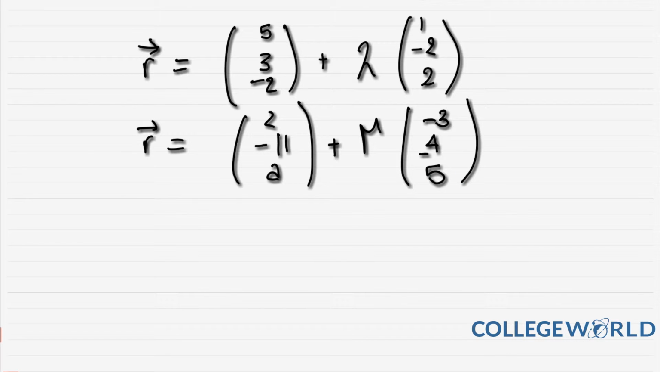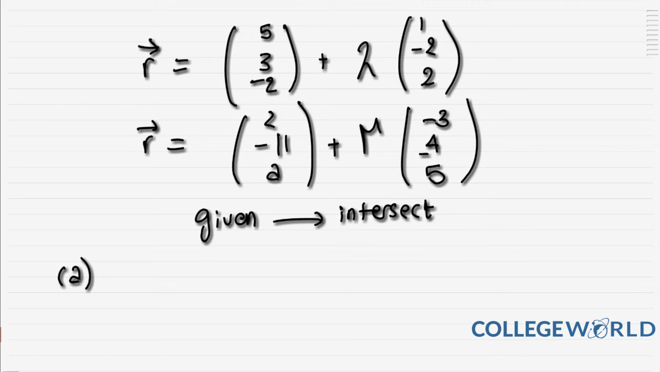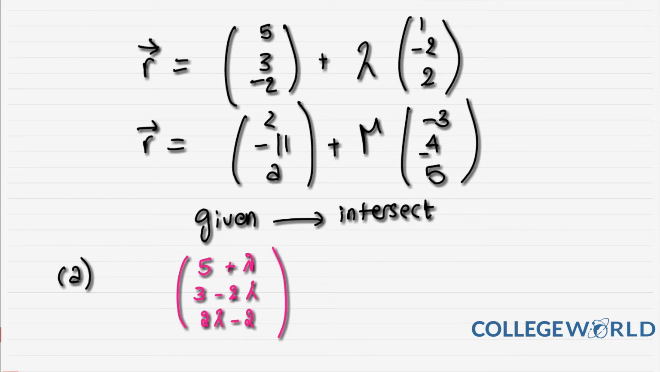And now we're given that the 2 lines intersect, and this is good news because that means we can equate them to each other. So first of all, they ask us to find the point of intersection. Now this is the previous case stuff, but yeah. So if we want to solve it, we're going to say (5 plus lambda, 3 minus 2 lambda, 2 lambda minus 2) equals (2 minus 3 mu, minus 11 minus 4 mu, a plus 5 mu).